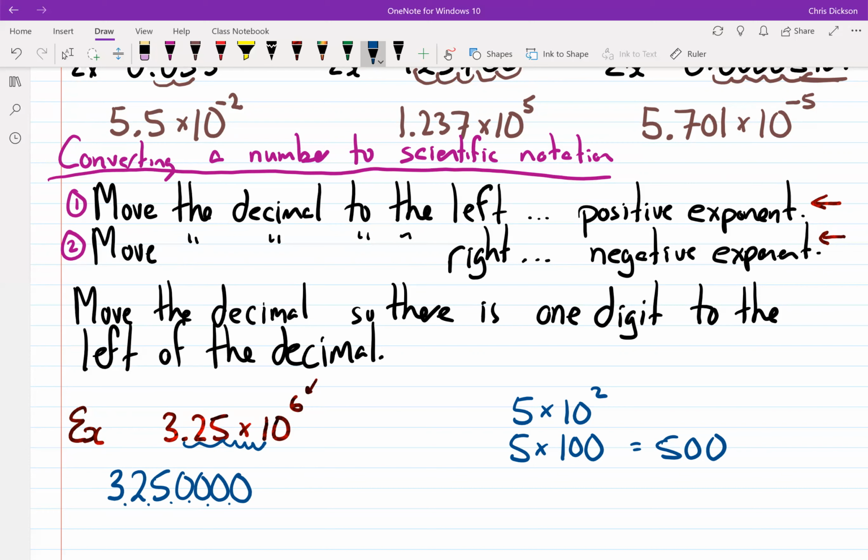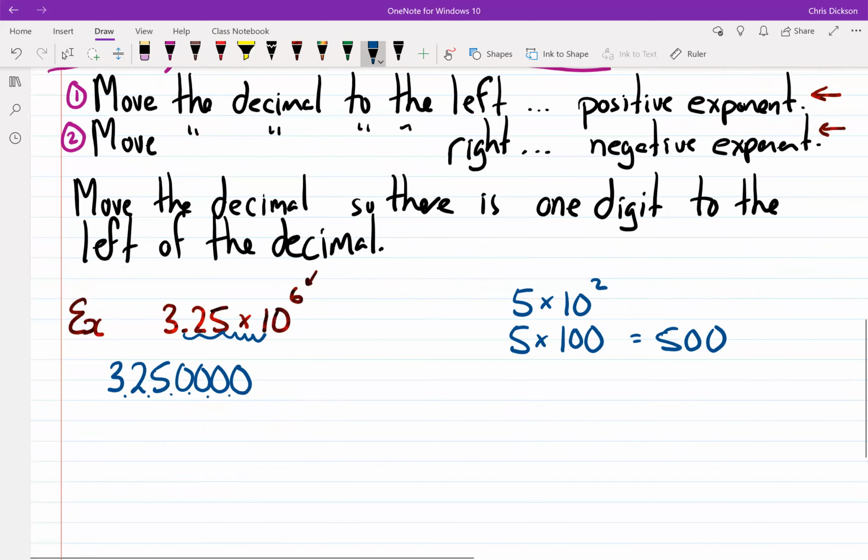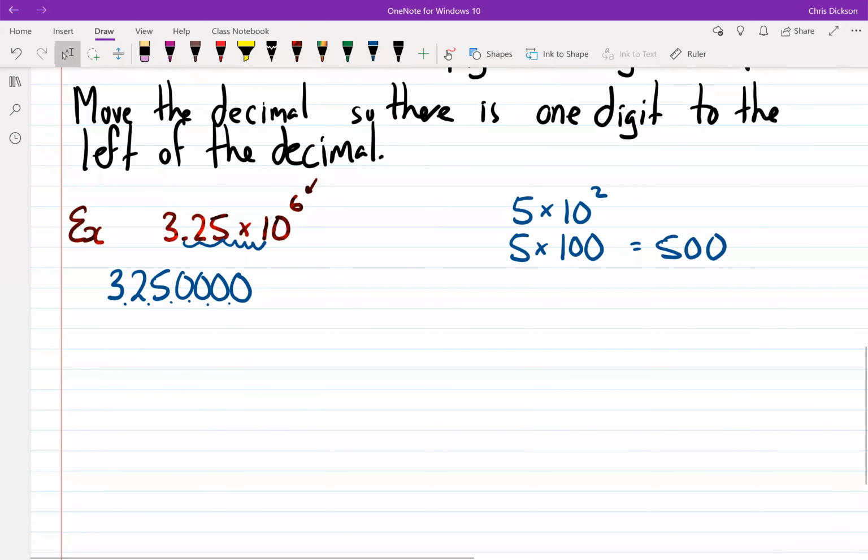That's kind of tricky if you're going the other way. If you use your calculator, you could see that 3.25 times 10 to the 6 is the number 3,250,000. Okay, let's try 2 more, and then we'll stop there for today, and I'll give you a couple of questions for classwork.